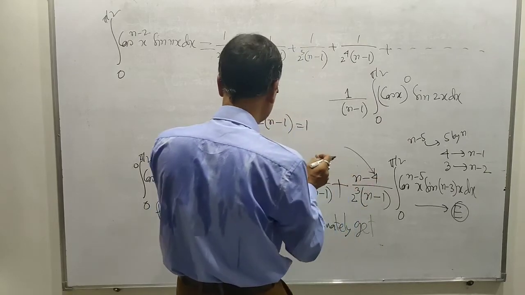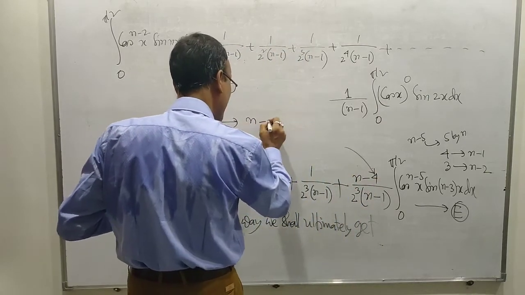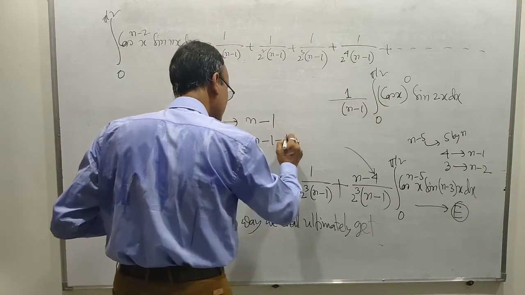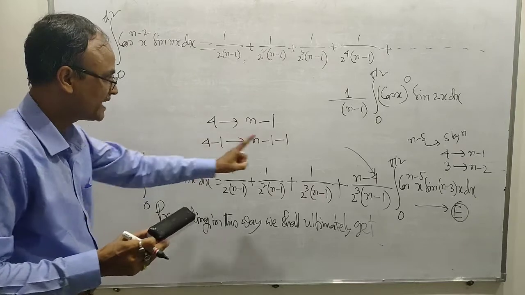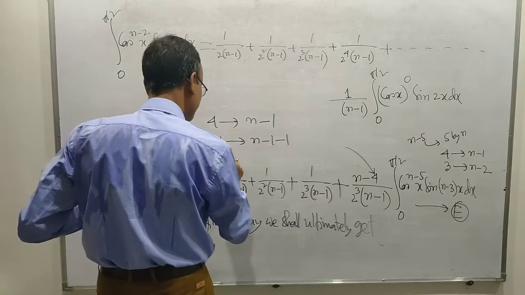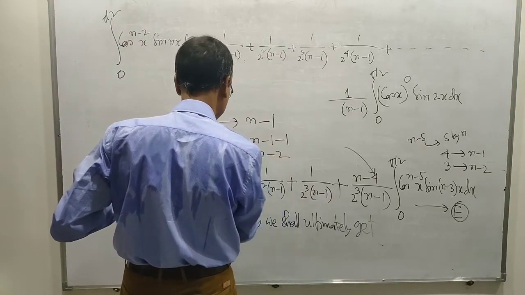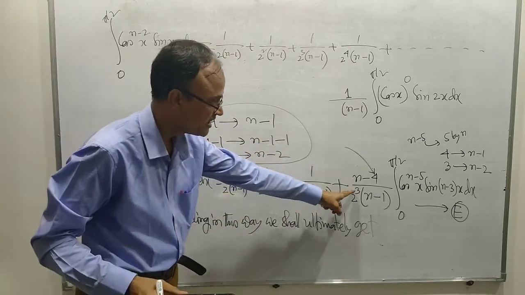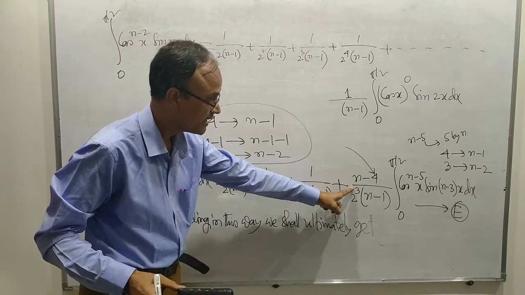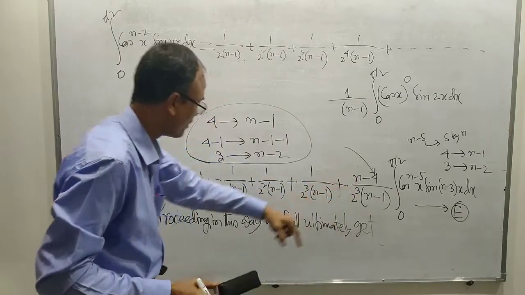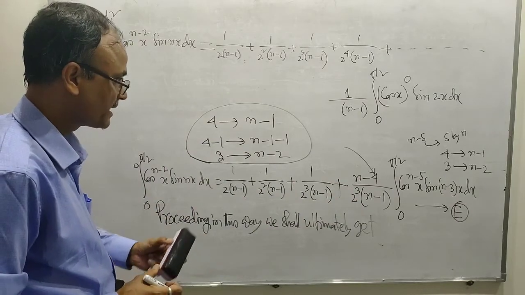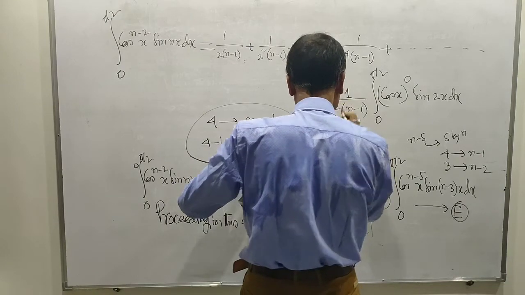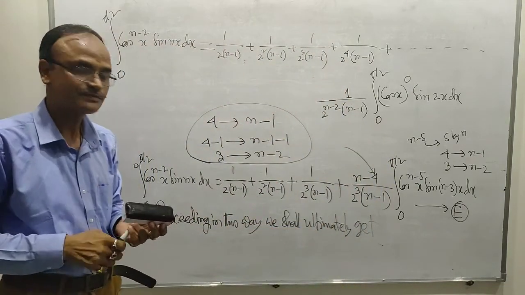Therefore, this 4 will be replaced by n minus 1, and 4 minus 1 will be replaced by this. This means 3 will be replaced by n minus 2. For this 3, you have to write 2 to the power n minus 2, to the power n minus 1. Understand?